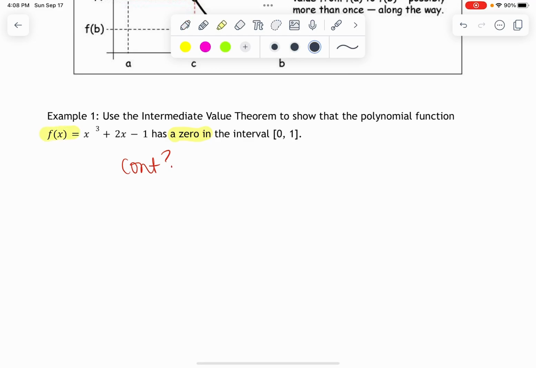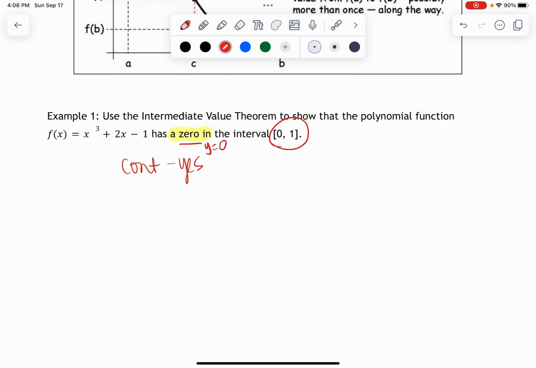So the function here is f of x equals x cubed plus 2x minus 1. That is a cubic function. A cubic function is an S-curve. There are no holes or jumps or asymptotes in an S-curve or in this cubic function. So yes, it is continuous. Then we have to show on the interval 0 to 1, would there be a 0? A 0 is an x-intercept. An x-intercept would be having a height of 0.